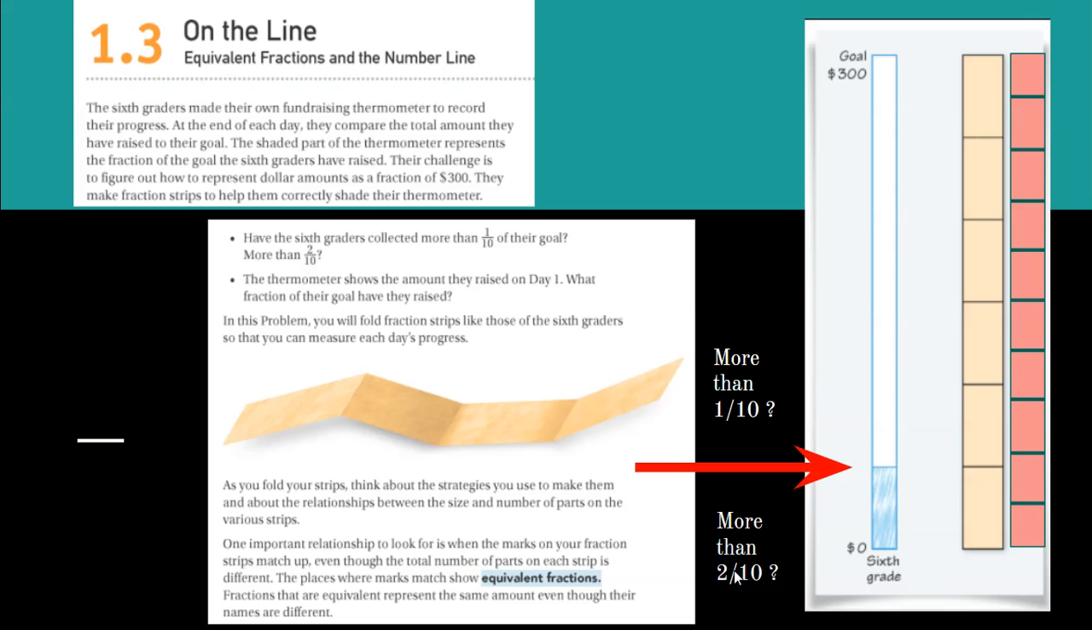easier. So the sixth graders made their own fundraising thermometer to record their progress. At the end of each day, they compare the total amount they have raised to their goal. The shaded part of the thermometer represents the fraction of the goal that the sixth graders have raised. Their challenge is to figure out how to represent dollar amounts as a fraction of $300. They make fraction strips to help them correctly shade their thermometer.